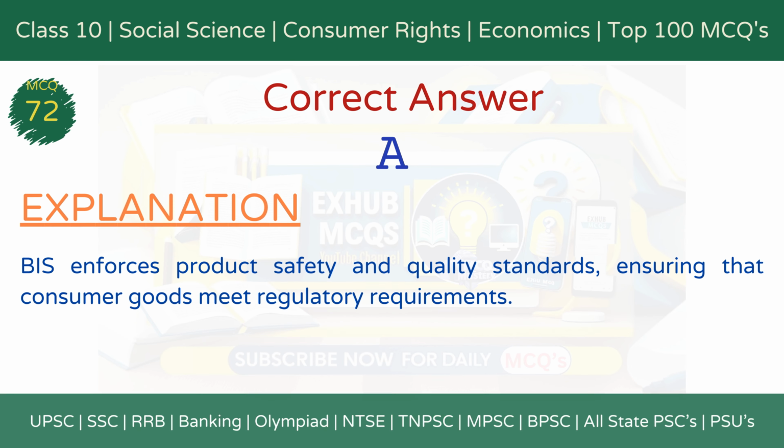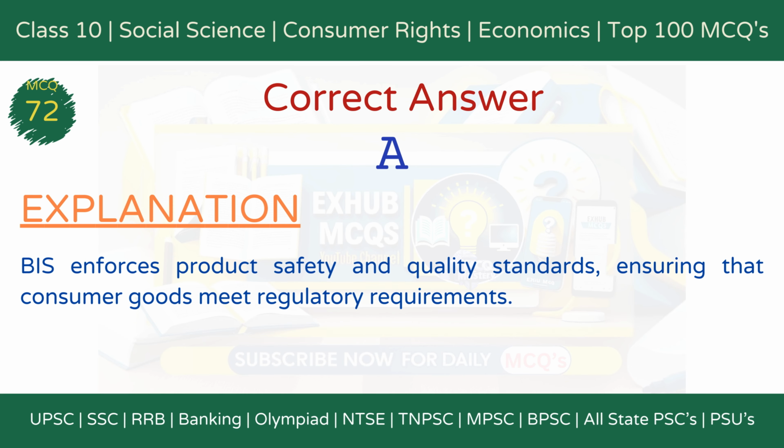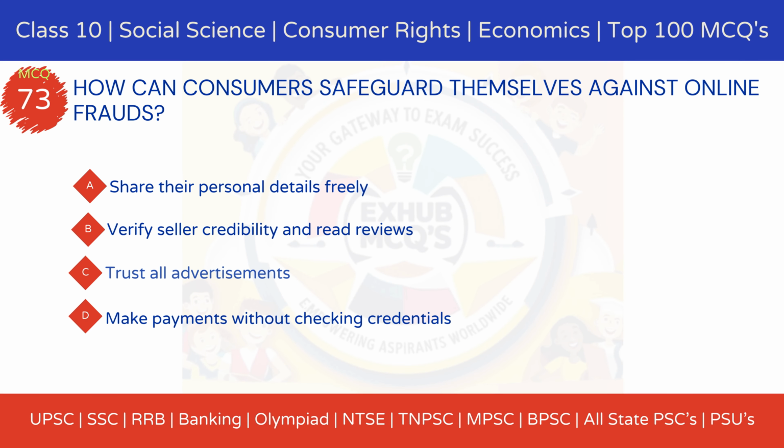The correct answer is option A, Bureau of Indian Standards, BIS. BIS enforces product safety and quality standards, ensuring that consumer goods meet regulatory requirements. MCQ 73. How can consumers safeguard themselves against online frauds? Option A, share their personal details freely. Option B, verify seller credibility and read reviews. Option C, trust all advertisements. Option D, make payments without checking credentials.